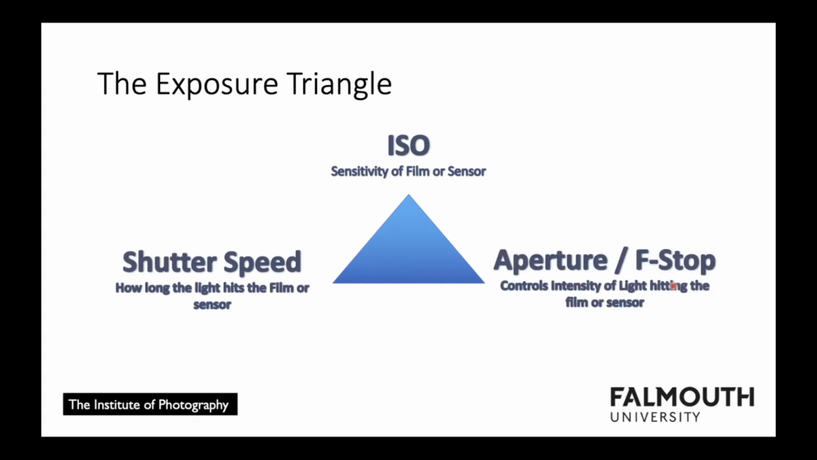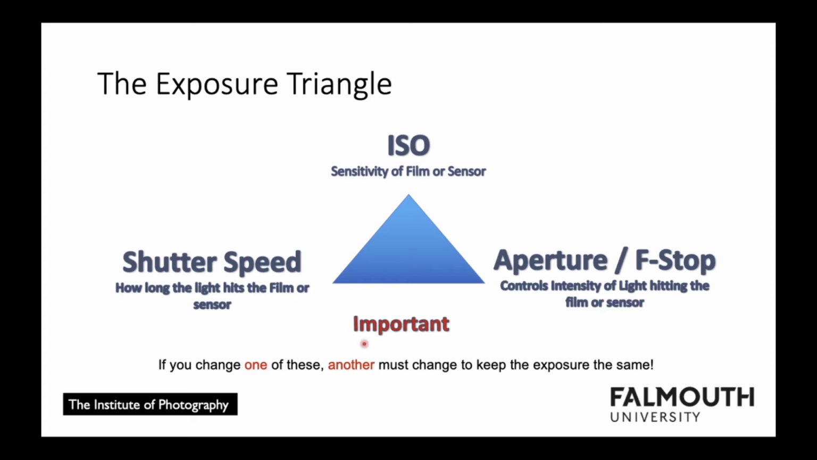And notice how I've introduced f-stop, because f-stop is aperture, aperture is f-stop. They are the things that control the intensity of light hitting the film or sensor. And the most important factor about the exposure triangle is this. Once you have the correct exposure, if you want to change one of these, another one must be changed to keep the same exposure. In other words, if you want to change one, you have to change another one to keep the same amount of light hitting that sensor.